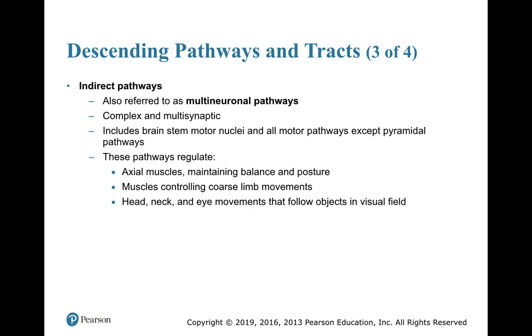Indirect pathways are often referred to as multineuronal pathways. They are much more complex and multisynaptic, which you should get from the term multineuronal. They include the brainstem motor nuclei and all the motor pathways except the pyramidal pathways, and these pathways are going to regulate axial muscles, helping us to maintain balance and posture. Muscles that control coarse limb movements, head, neck, and eye movements that follow objects within a visual field.